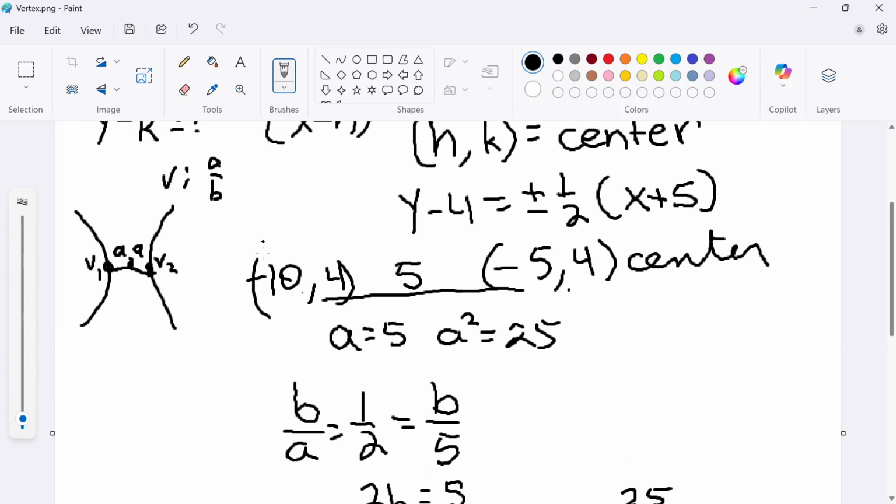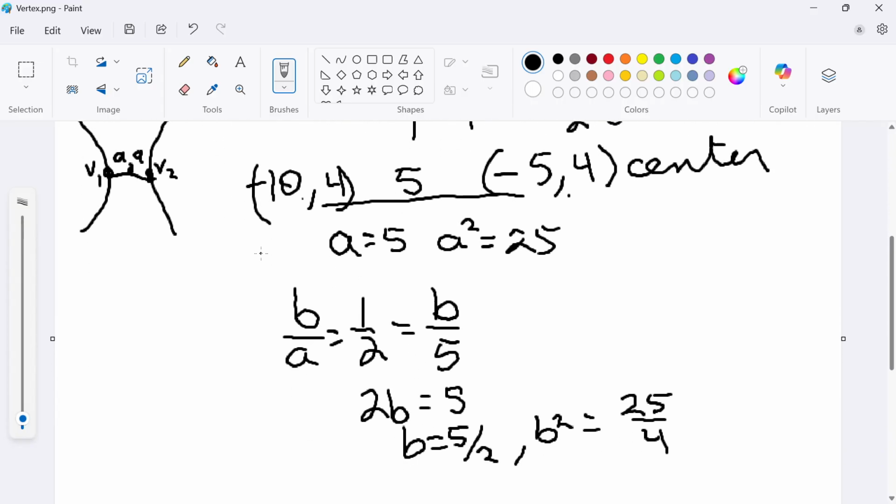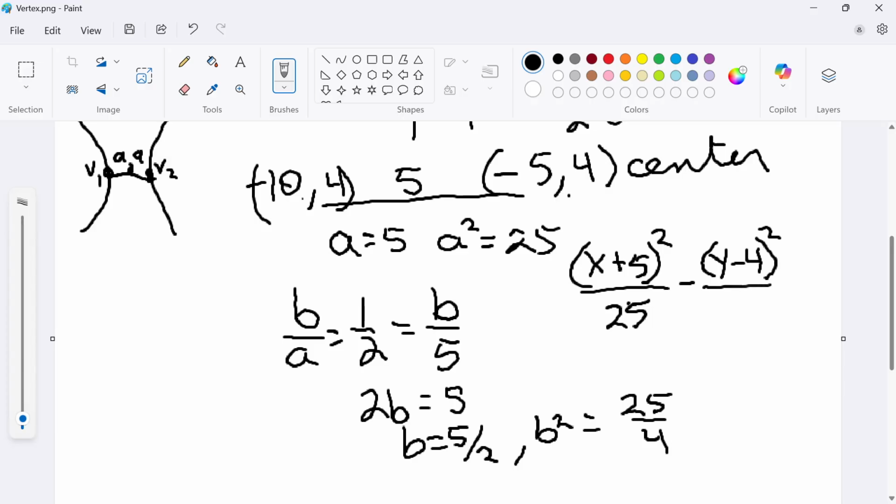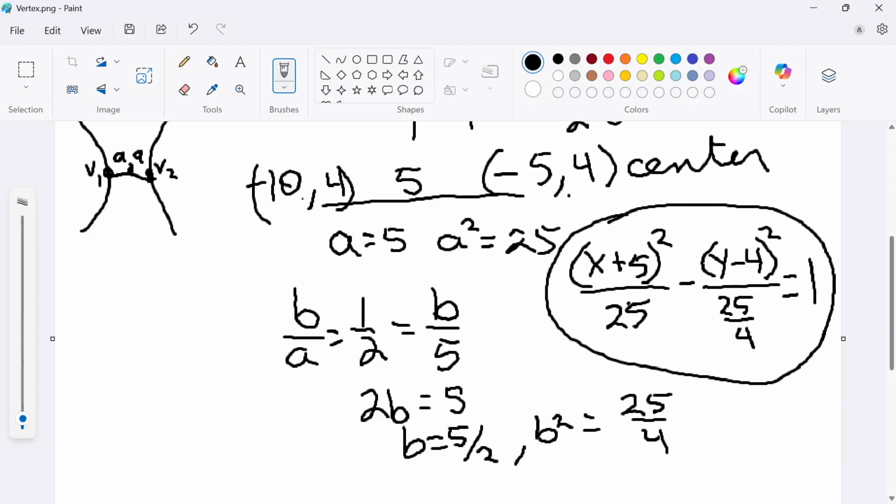So b squared equals 25/4. And this is horizontal. So remember, it's going to be x minus h, which is x minus -5, so (x plus 5) squared, divided by a squared, which is 25, minus (y minus 4) squared, divided by b squared, which is 25/4, and that equals 1. There is the equation, standard form, of this hyperbola.